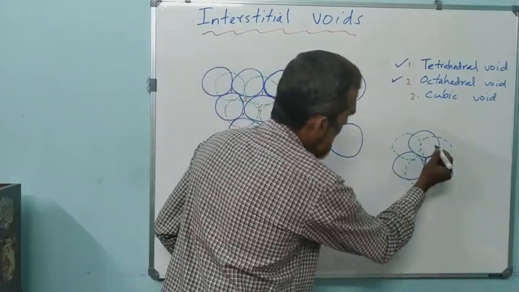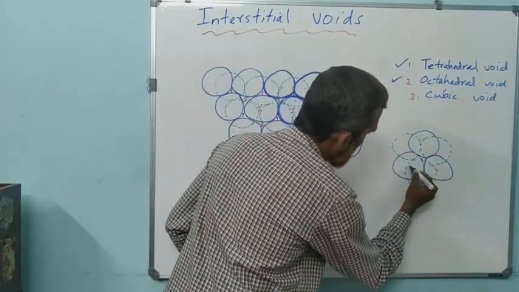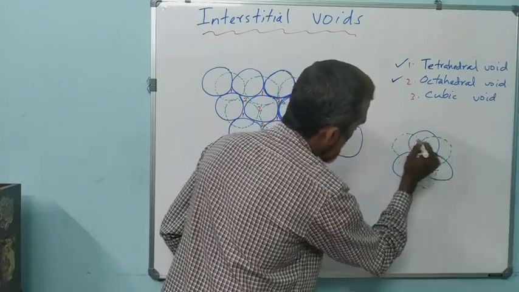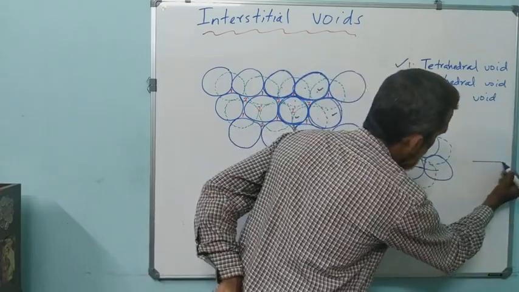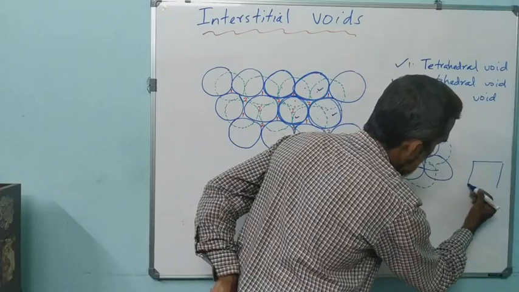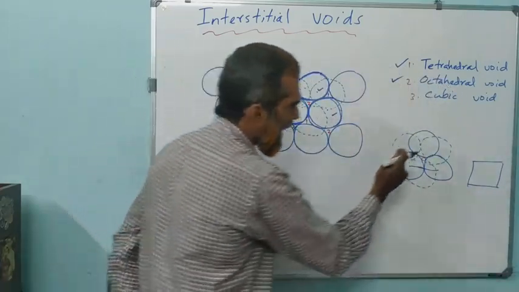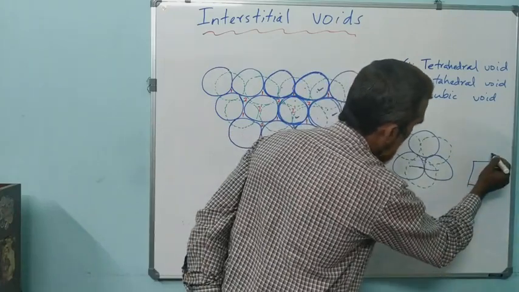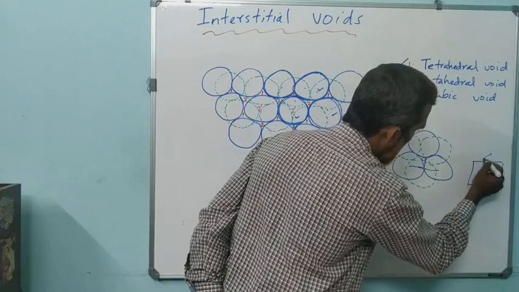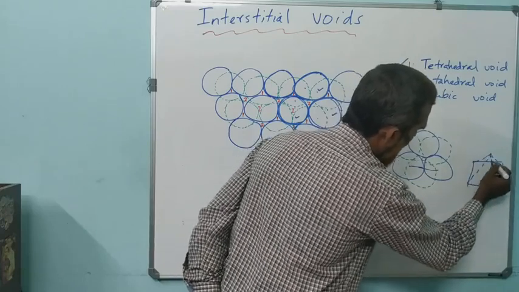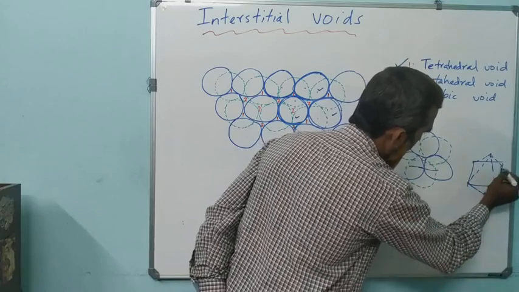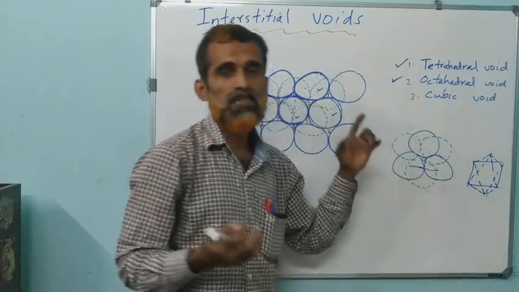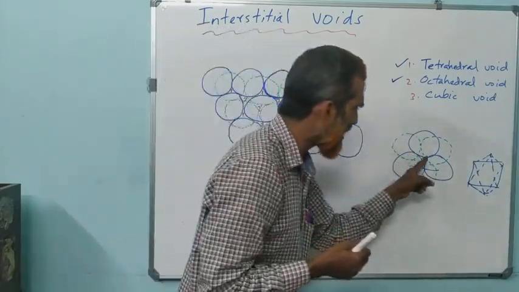That means in the first layer I take the centers of these two, and in the second layer these two centers will of course be above. Anyway, let me draw it like this, so you get a square like this. Then there is one particle above and one below, joining to all the corners of the square. What geometry do you get? This is an octahedron.